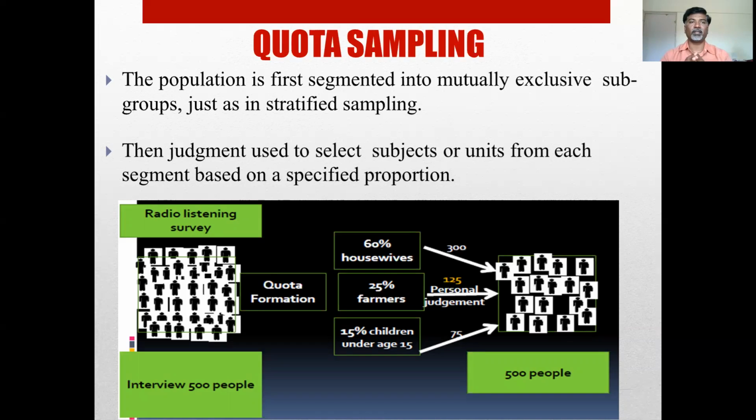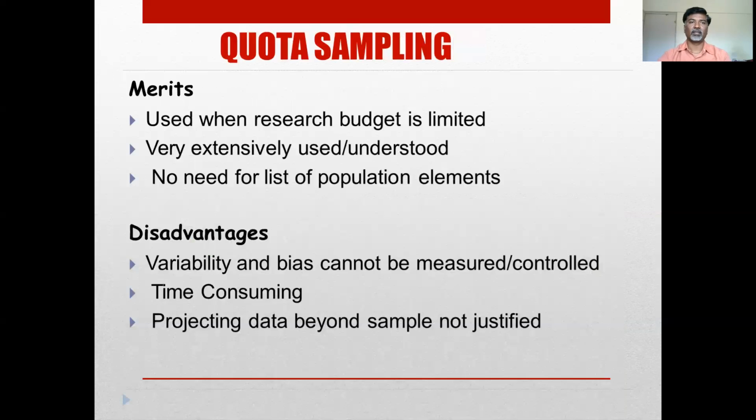So in quota sampling, the population is first segmented into mutually exclusive subgroups, just as in stratified sampling, which we have just discussed, and then judgment is used to select subjects or units from each segment based on a specified proportion. That means we look at what the total population is, what quota you have decided to take for your survey, and on the basis of their proportion we select the number of respondents.